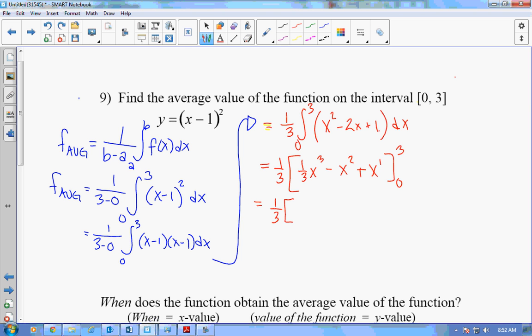Which one do I plug in first, 0 or 3? Good, you should always be using that top bound. 3 cubed over 3 minus, and I'm going to need to bracket this, 3 squared plus 3, that group. Then we subtract what? 0. But the group would be 1/3. Yeah, it will end up equaling 0.